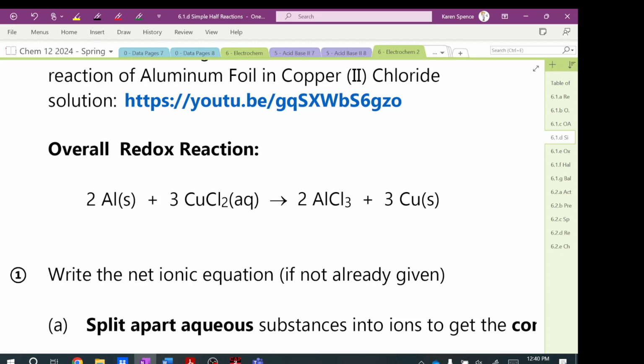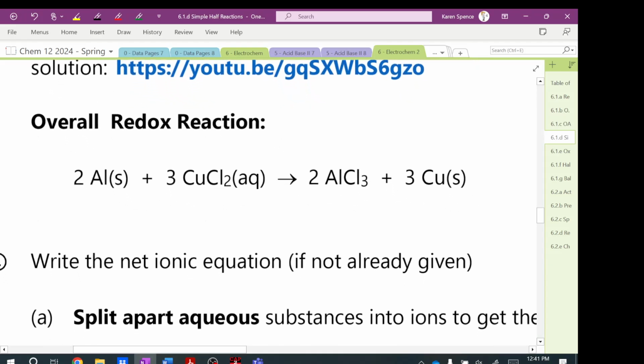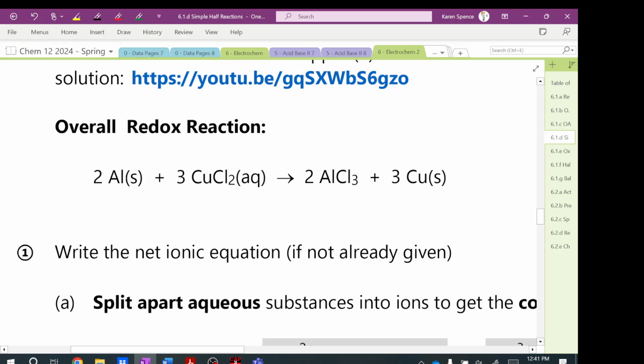What's the charge of solid copper? 0. Any element in its elemental state, not part of a compound, not just like half of a compound dissolved in water, is always 0. Oxidation number of any element in its elemental state is 0. So let's write in our oxidation numbers.